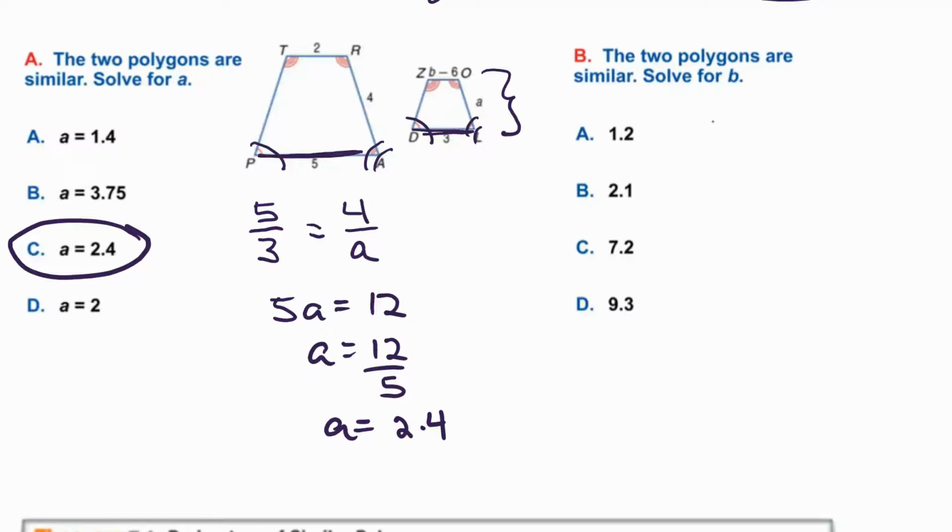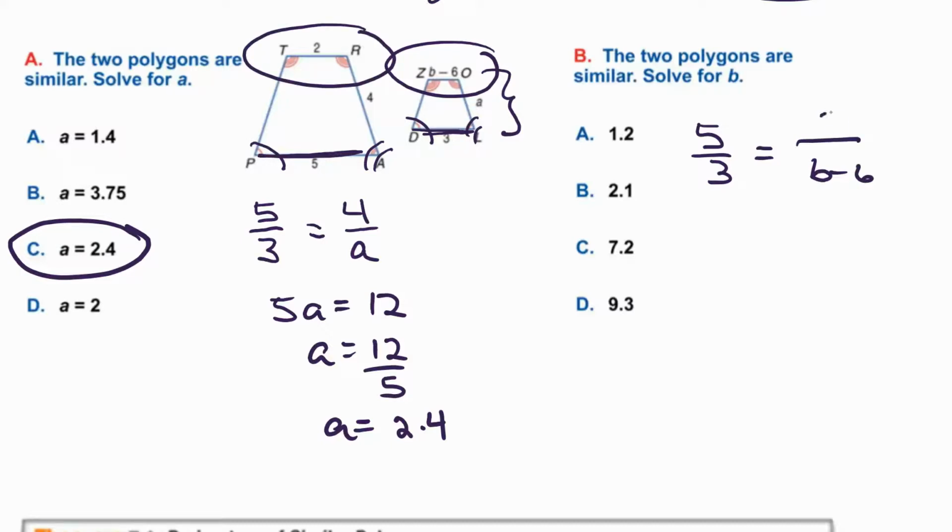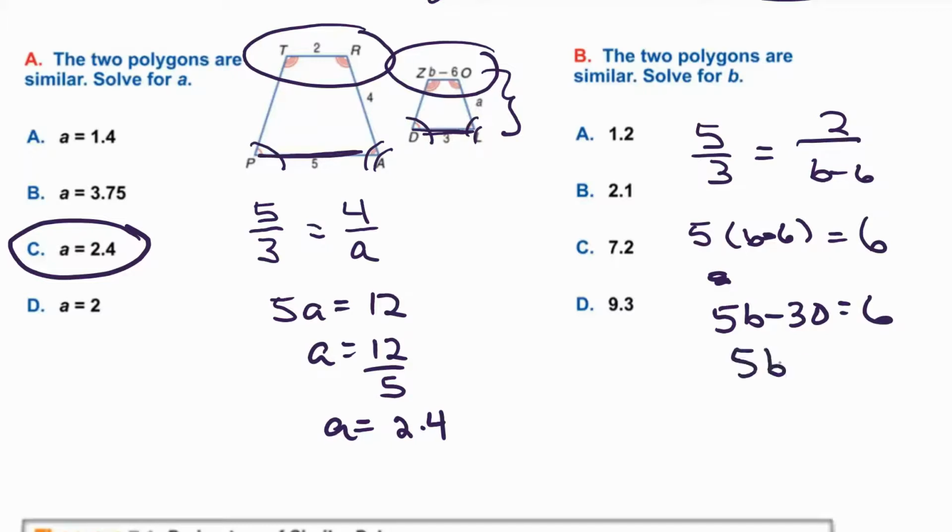We want to solve for B. The scale factor is 5 over 3. B is with this side here on the smaller one, which corresponds with TR. Cross multiply. And solve for B.